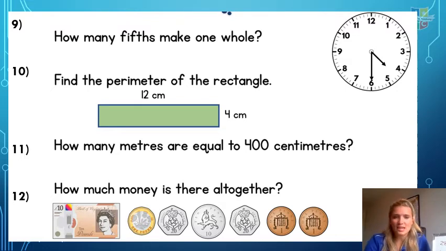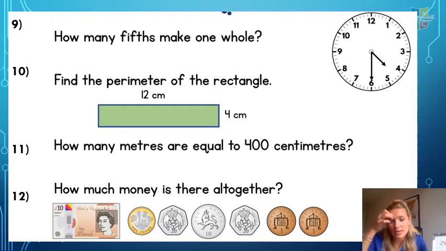Then number 10, finding the perimeter. So if it's a rectangle, you're going to first of all need to know what the other sides are going to be worth to then work out the whole perimeter. Then how many metres are equal to 400 centimetres? So think about your conversions.